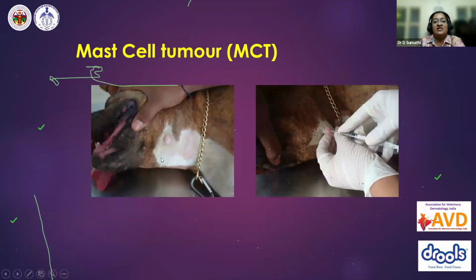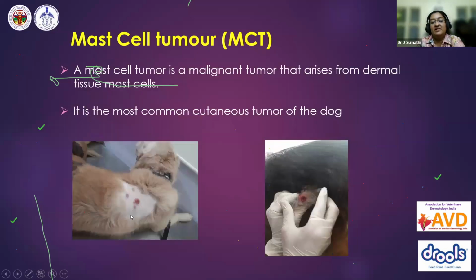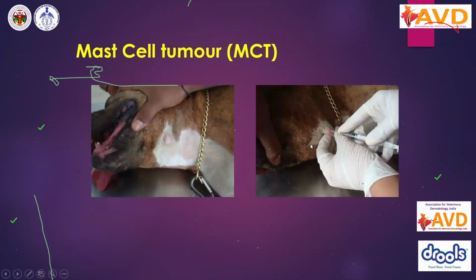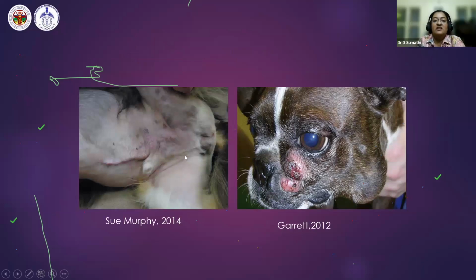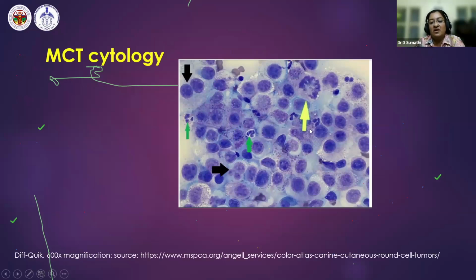These are few examples. You can see the lesions here on the dorsum of the dog, here again on the lateral aspect, here near the neck. So this was aspirated. So here you can see under the eyelid. So these are mast cells on a diff-quik stain and cytology. These green arrows depict the neutrophils. So these are the mast cells, and mast cells have an eccentric nucleus and well-stained cytoplasm, and this big yellow mark indicates the metastasis.